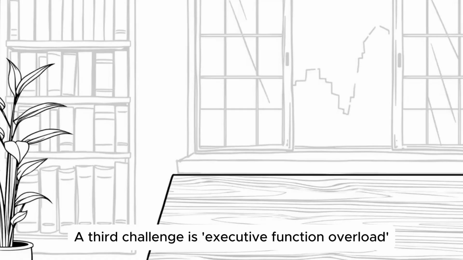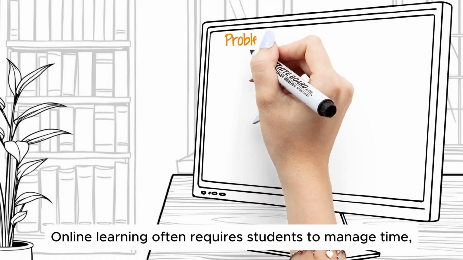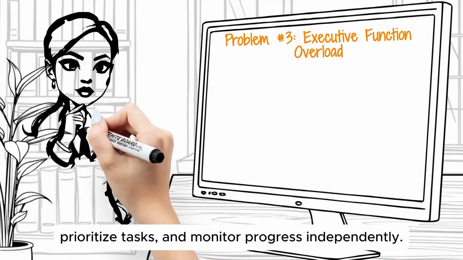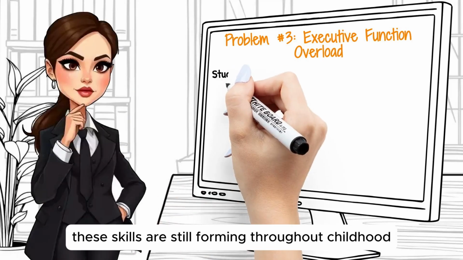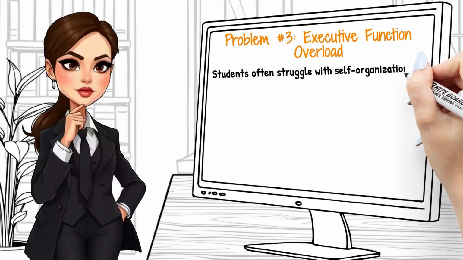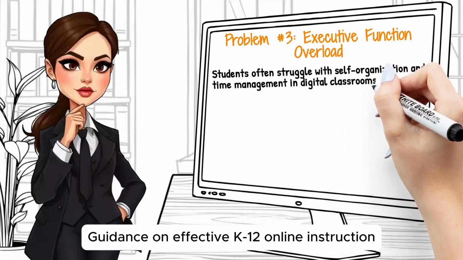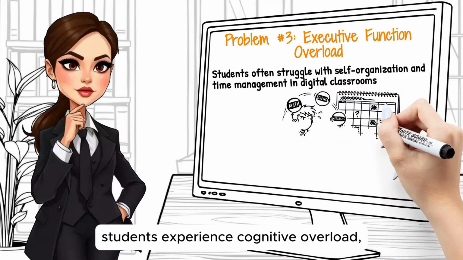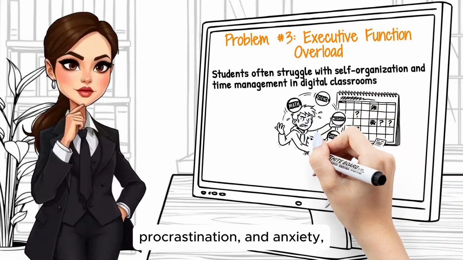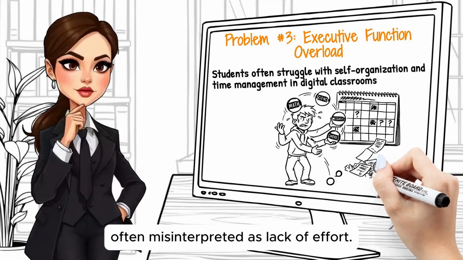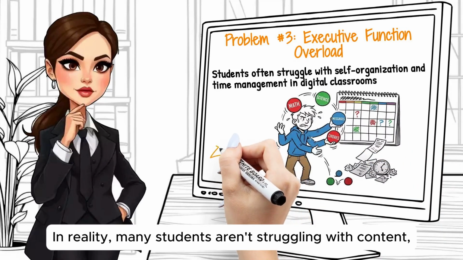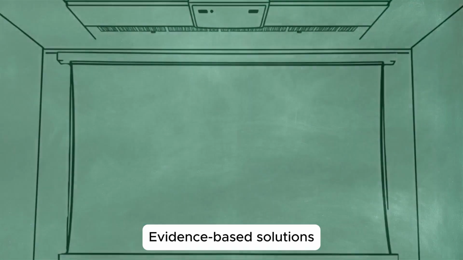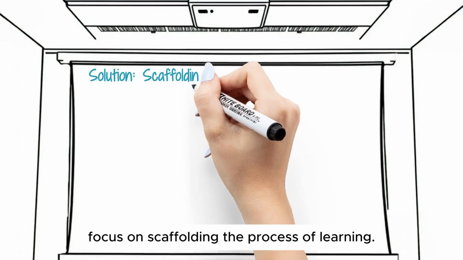A third challenge is executive function overload. Online learning often requires students to manage time, prioritize tasks, and monitor progress independently. Yet developmental research shows these skills are still forming throughout childhood and adolescence. Guidance on effective K-12 online instruction from North Carolina State University emphasizes that without structure, students experience cognitive overload, procrastination, and anxiety, often misinterpreted as lack of effort. In reality, many students aren't struggling with content. They're struggling with organization.